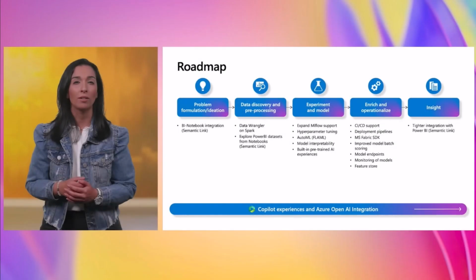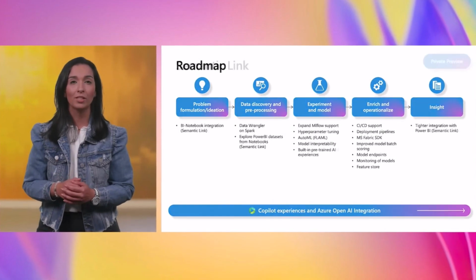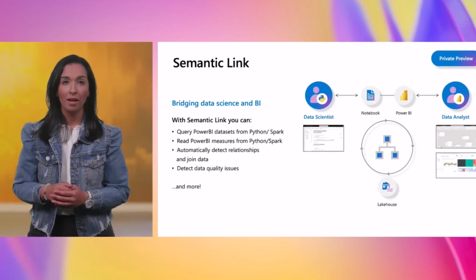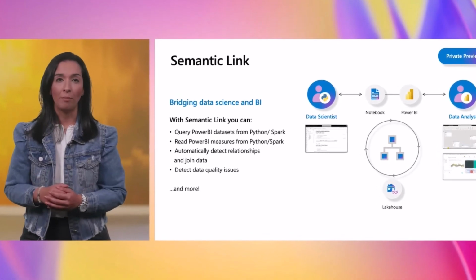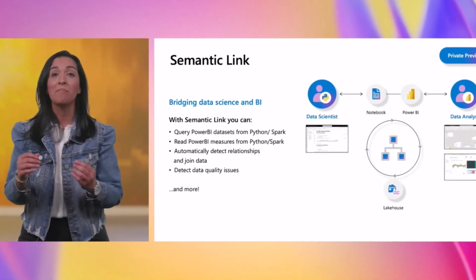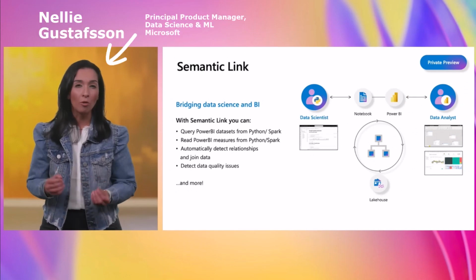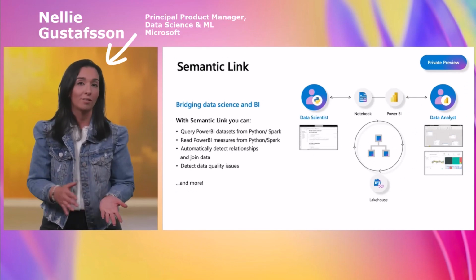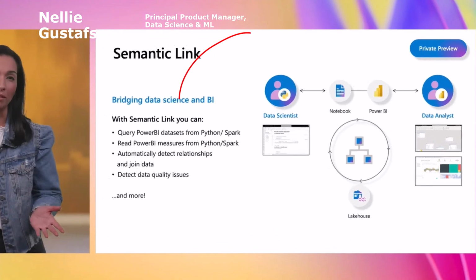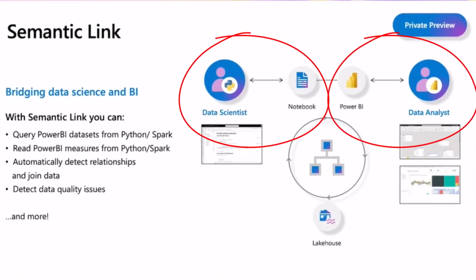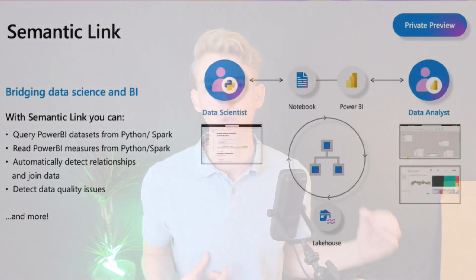From the Fabric launch event on the 25th of May 2023, there was one feature on the roadmap that got me most excited, and that was Semantic Link. Nellie Gustafsson described how Semantic Link would offer customers much tighter integration between data science and BI. Soon we'll be able to access Power BI datasets from within Python notebooks.